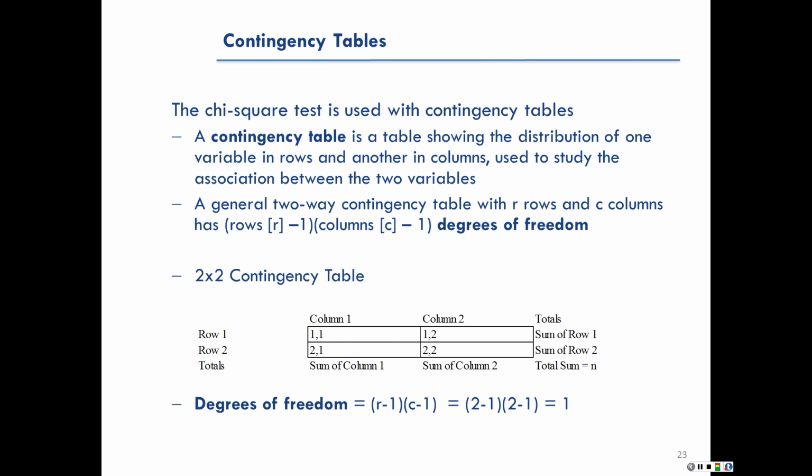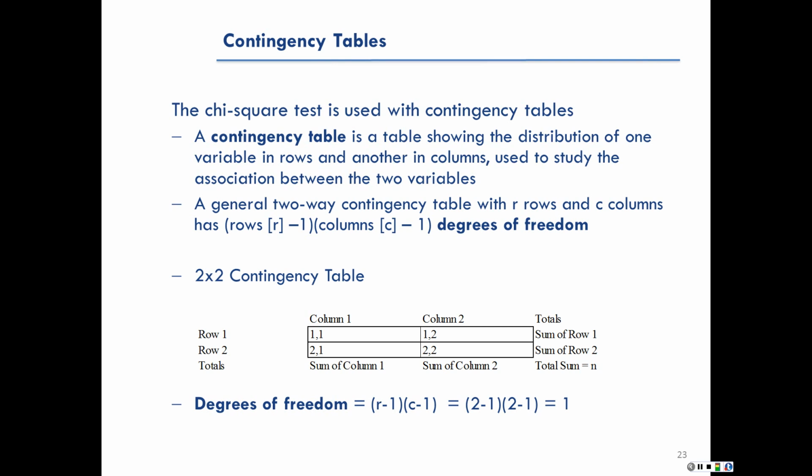The chi-square test is used with contingency tables. If you'll remember from modules 6 and 7 where we discussed contingency tables, these are tables that show the distribution of one variable in the rows and another variable in the columns and how they intersect. It's used to study the association between two variables. Often we're speaking about two-way contingency tables. The rows are referred to with the letter R, and columns with the letter C. To calculate degrees of freedom for any contingency table, it's the number of rows minus 1 multiplied by the number of columns minus 1.